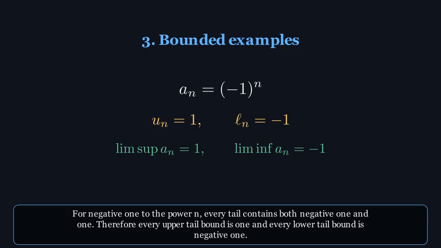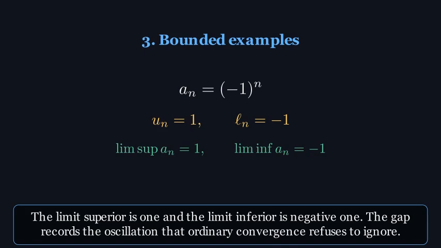Therefore every upper tail bound is 1 and every lower tail bound is negative 1. The limit superior is 1 and the limit inferior is negative 1. The gap records the oscillation that ordinary convergence refuses to ignore.